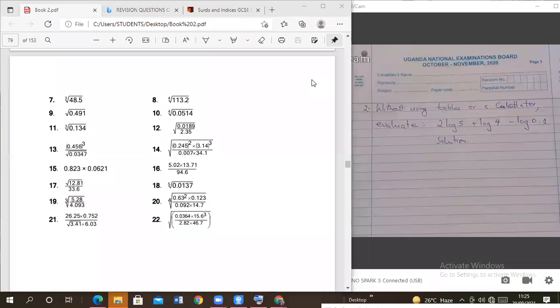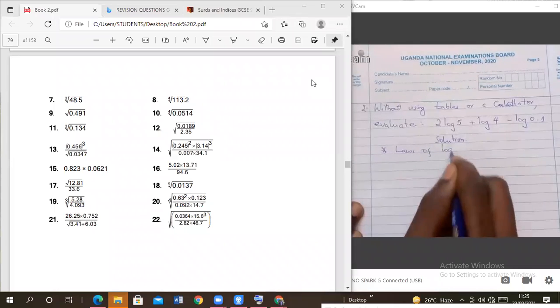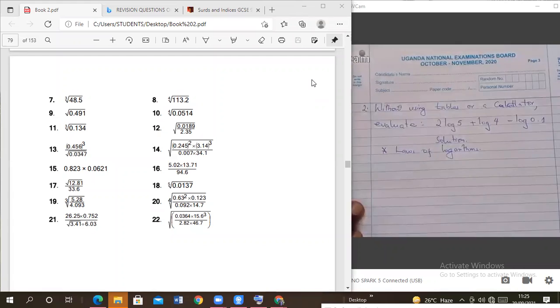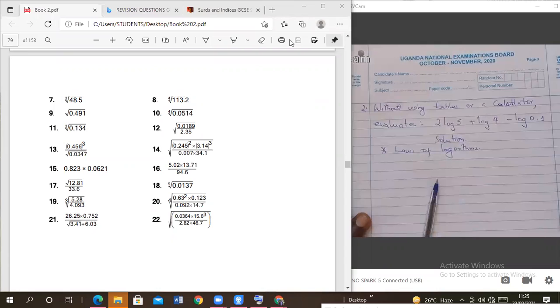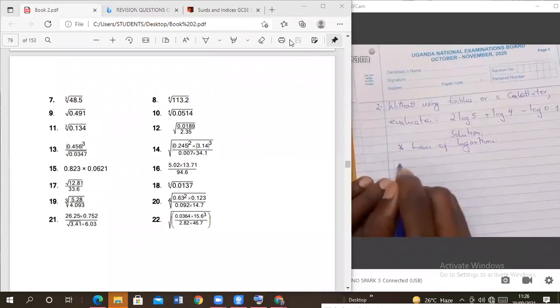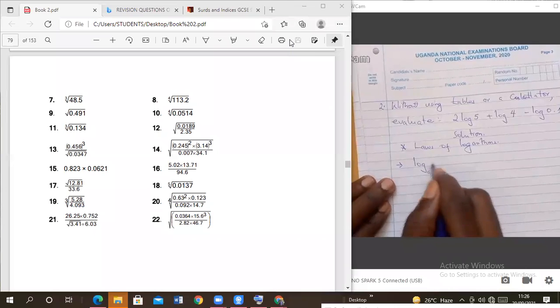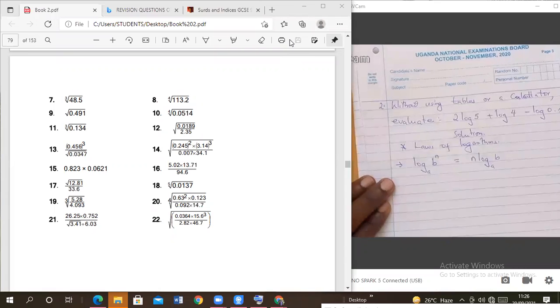Remember, here what should we put into perspective? We must remember the laws of logarithm. And how many operations are we dealing with? Three. So now, if you recall the power law, we said if I have log to base a of b raised to the power n, what does the law say? The law said we can put the n in front of log of a.